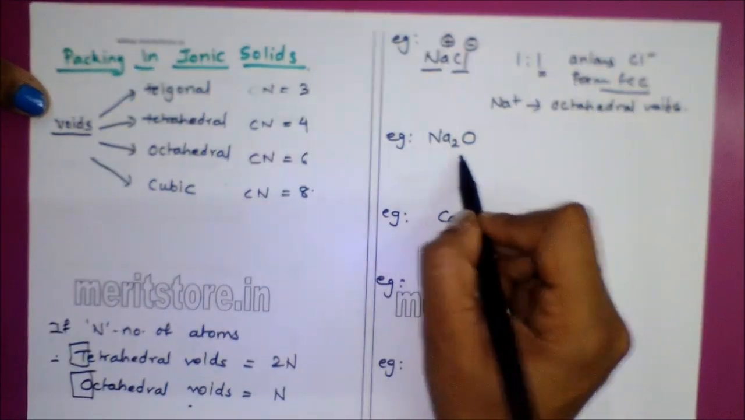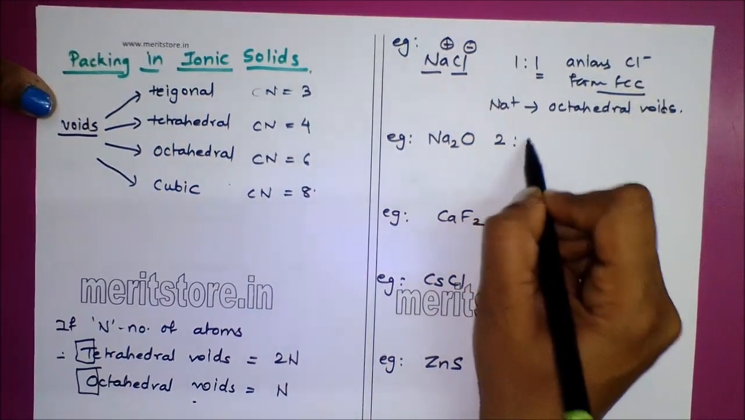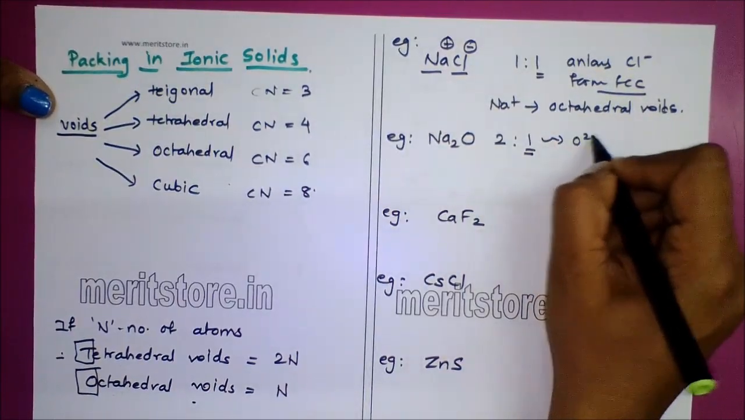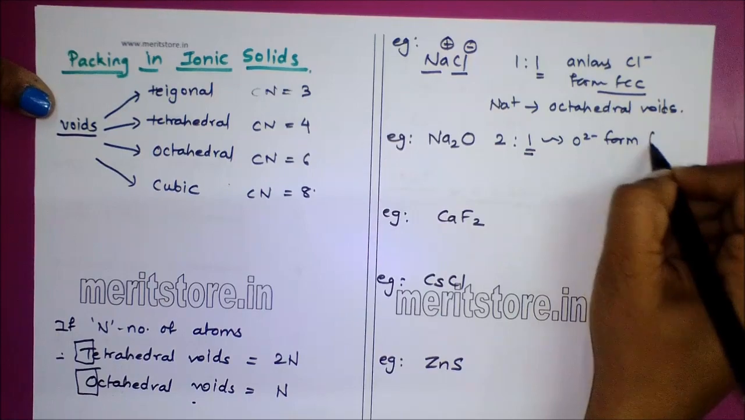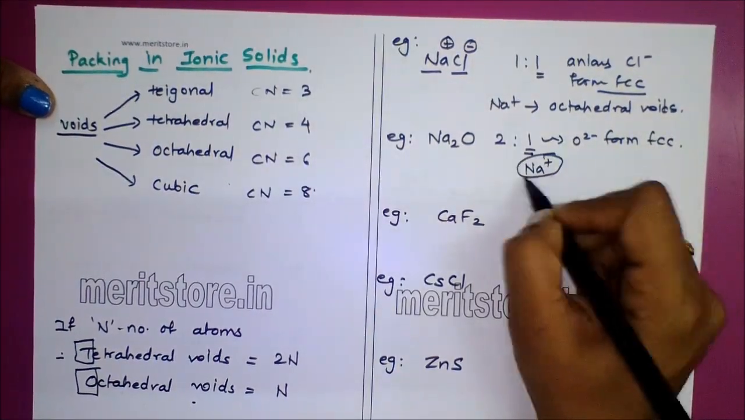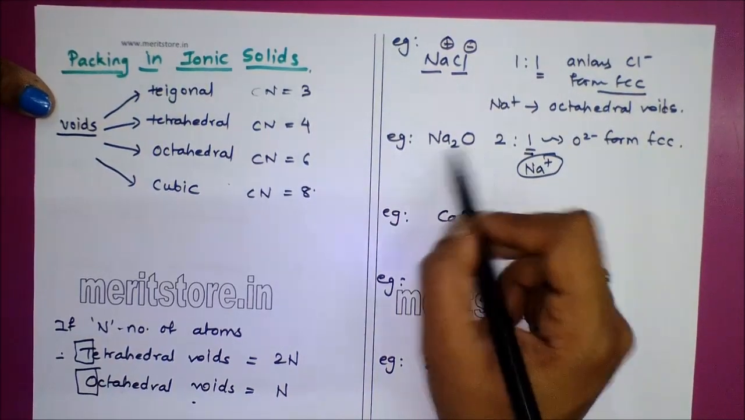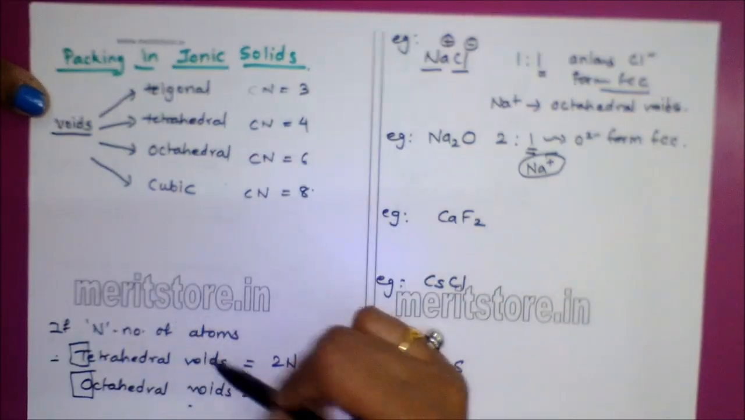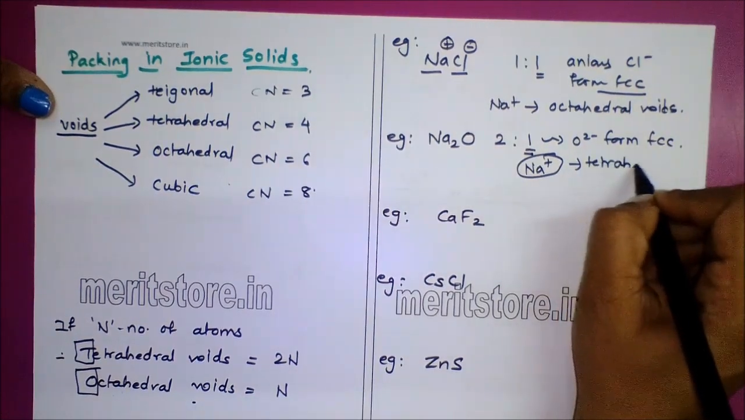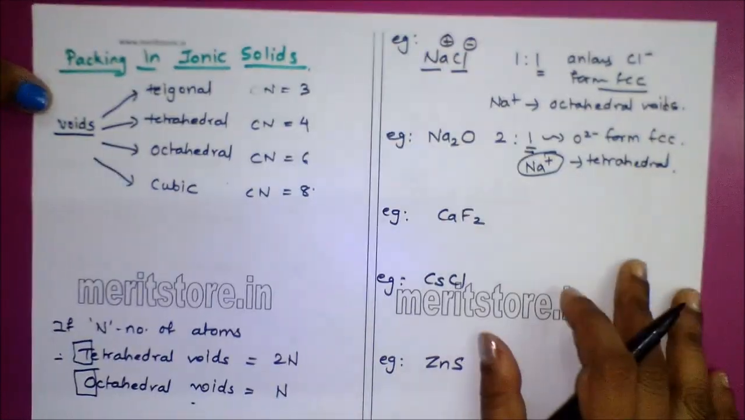In case of Na2O, we can see here the ratio is 2:1. So who is 1 here? Oxygen. So the O2 minus ions will form that particular FCC structure, where Na plus is in the 2 form, that means double number. Double number are always tetrahedral voids, so Na plus will occupy the tetrahedral voids of that particular crystal.